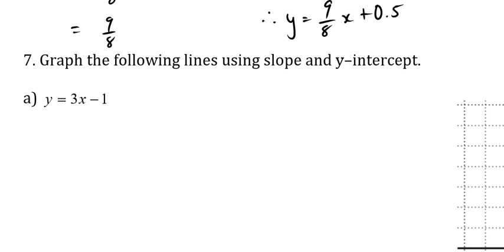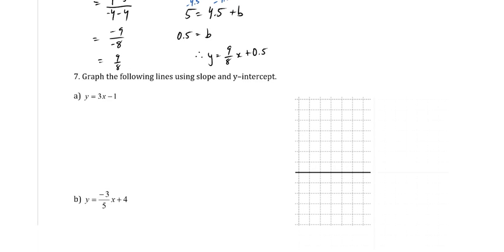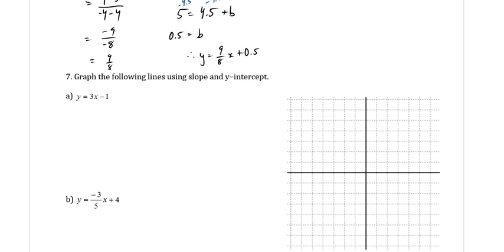Graph the following lines using slope and y-intercept. Most people were pretty good at this at the time. A few people never quite clicked with it. Let's take a look at both. How do you do it, folks? Listen carefully. You got to state the slope and y-intercept first. That's part of showing your work.